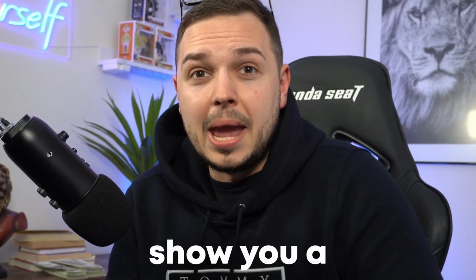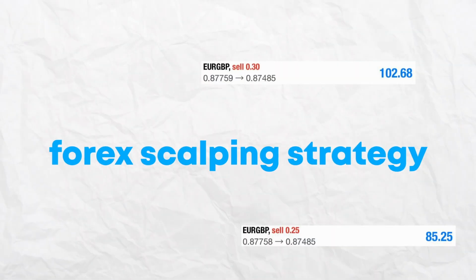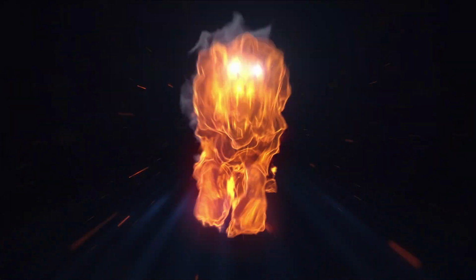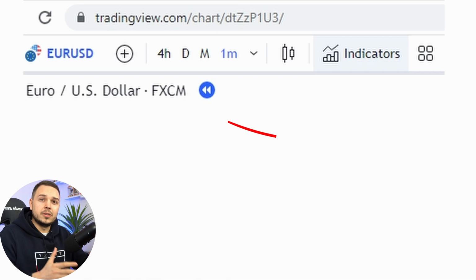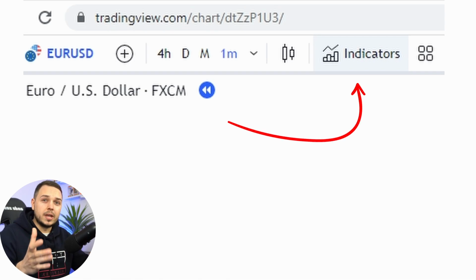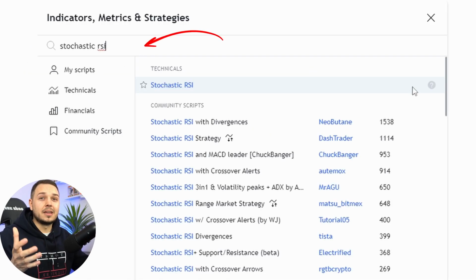Today I'm going to show you a proven 1-minute Forex scalping strategy for Euro US dollar. For this trading strategy, we will need a couple of indicators. So head over to the indicators section on TradingView.com and type in stochastic RSI. Click OK to add it on your charts.